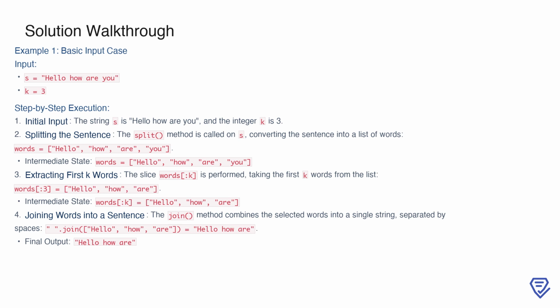Next, we use slicing to extract the first k words from the list. Since k is 3, the slice words[:3] gives us the sublist [hello, how, are]. Finally, we use the join method to combine these words back into a single string. By joining them with a space separator, we produce the final output, "hello how are". This demonstrates how the sentence is truncated to the first 3 words in just a few simple steps.